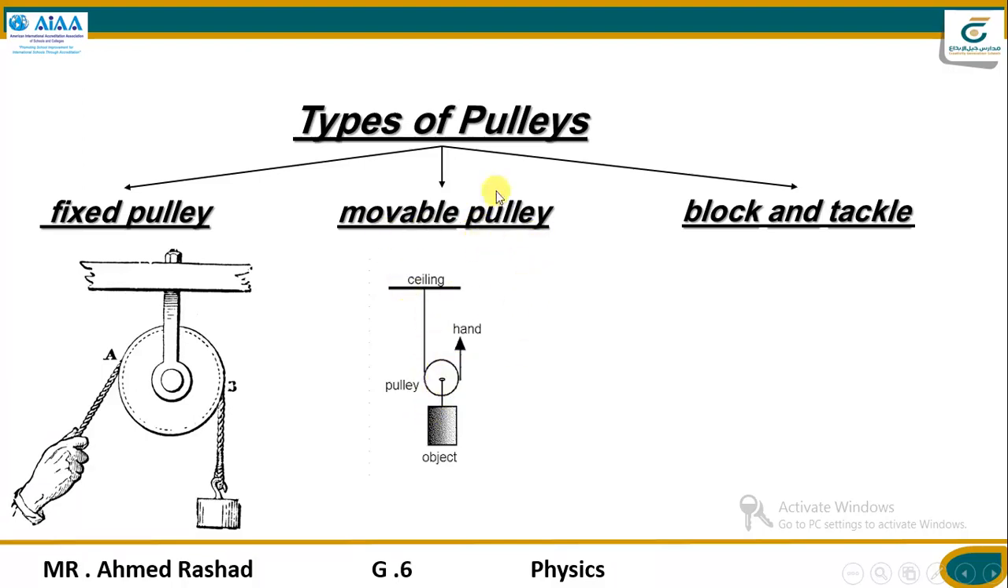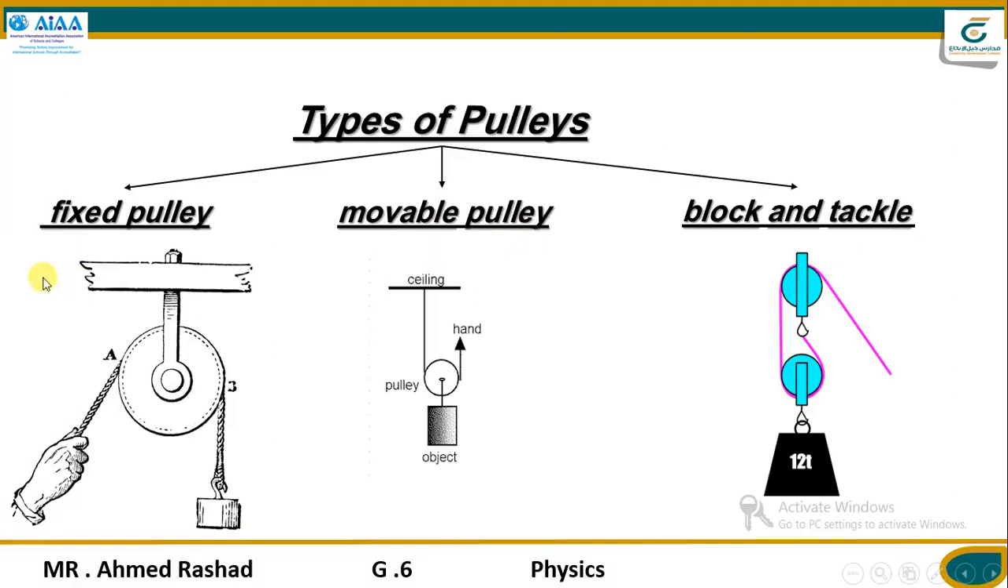This is kind number two. Number three, block and tackle, that contains two kinds of pulleys. Number one, fixed pulley, and number two, movable pulley. And here we have a difference in direction and in the amount of input force and output force. Now we can talk about each one of them.